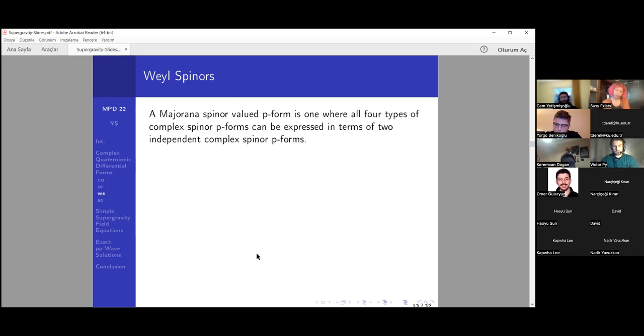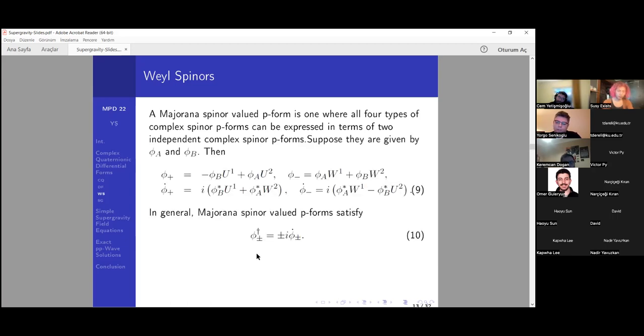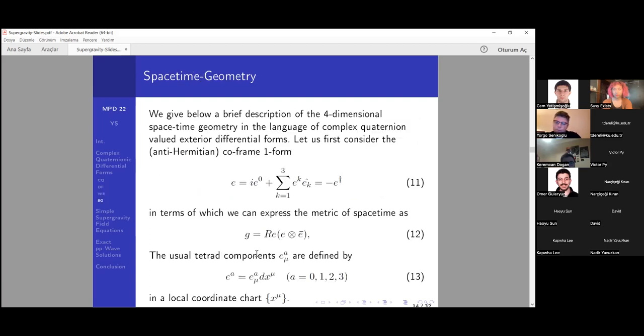Now, in all our work, we used a Majorana spinor. It's a spinor valued P form, where all four types of complex spinor P forms can be expressed in terms of two independent complex spinor P forms. Imagine they're given by phi A and phi B. You can express them by phi plus, phi minus, and if they are the dotted part, phi dot plus and phi minus dot. And in general, a Majorana spinor valued P form will satisfy this formula, phi dagger equals I times phi dot plus, which will come in the Einstein equations.